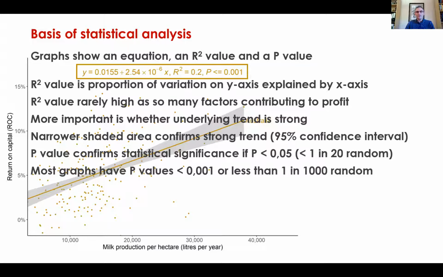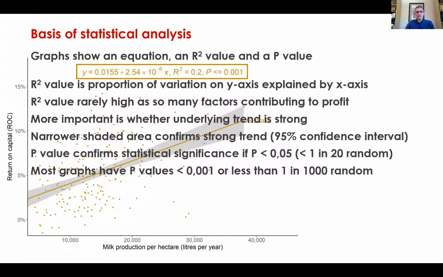The great majority of the graphs I will present have a p-value of less than 0.001, which means there is less than 1 chance in 1,000 that this association has occurred by chance. This is despite an R-squared value of less than 0.5, which means the trend explains less than 50% of the variation, often substantially less. It may seem counterintuitive that a strong trend does not explain much of the variation.